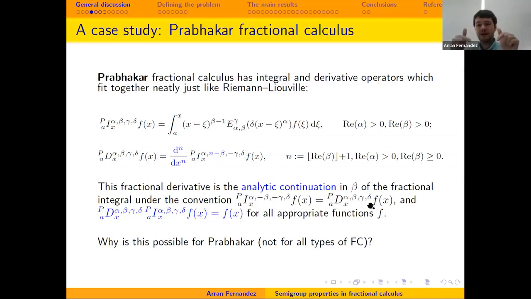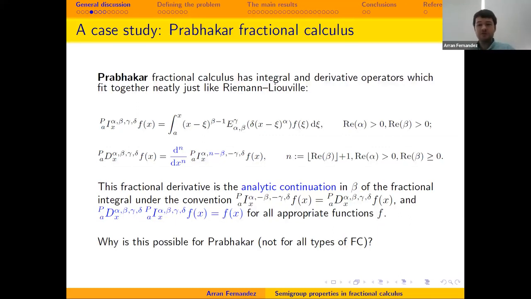So both beta and gamma change sign when you go from integral to derivative. We'll see why on the next slide. And we have the left inverse property. So again, we have all three ways of going from integral to derivative: repeated differentiation, analytic continuation, and left inverse.